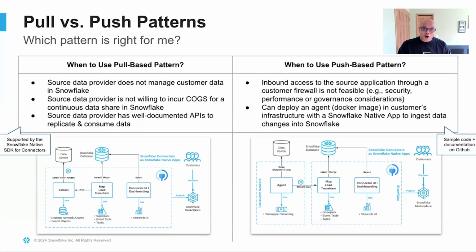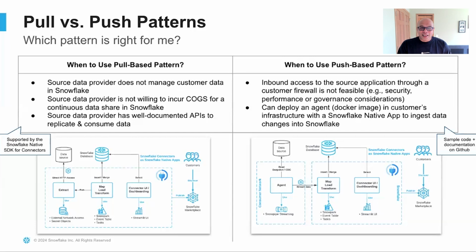In this pattern, we offer an agent that runs within the customer's network boundary and essentially phones home to the native app, the connector sitting in Snowflake. While the SDK does not support this pattern out of the box, we have extensive samples and documentation in our GitHub repo for you to go copy, paste, tweak for your own needs. In either pattern, the native app sitting in Snowflake is the brains of the connector, right?